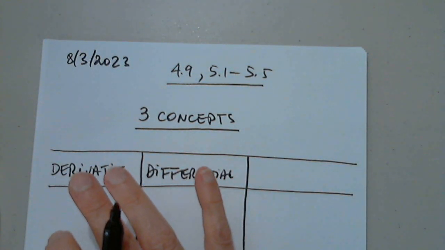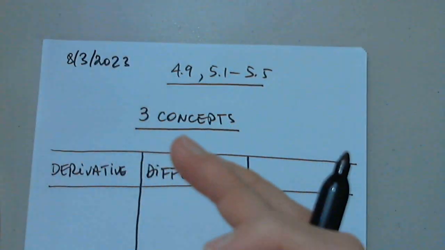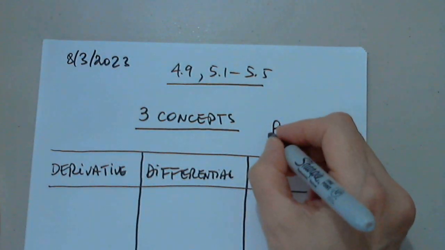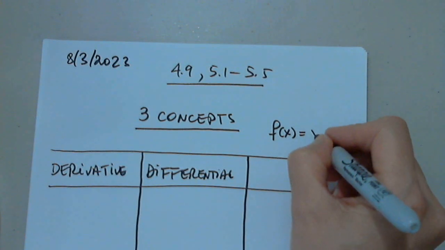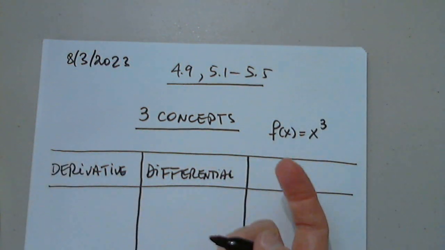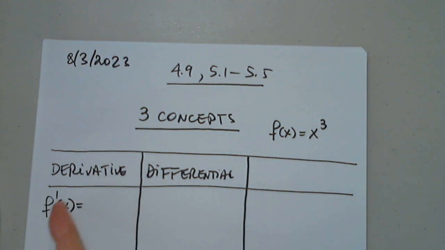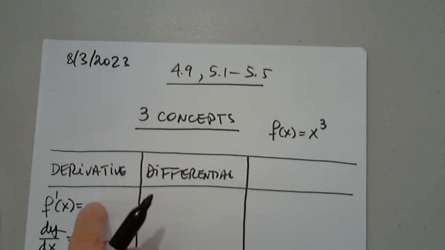I'm going to choose first a very simple function. So I'm going to say that f of x equals x to the third. And I will ask quickly, can anyone give us the derivative? The notation for the derivative is f prime. Of course, it's also dy over dx. They mean the same thing. Can anyone differentiate this simple function so I can put them here?